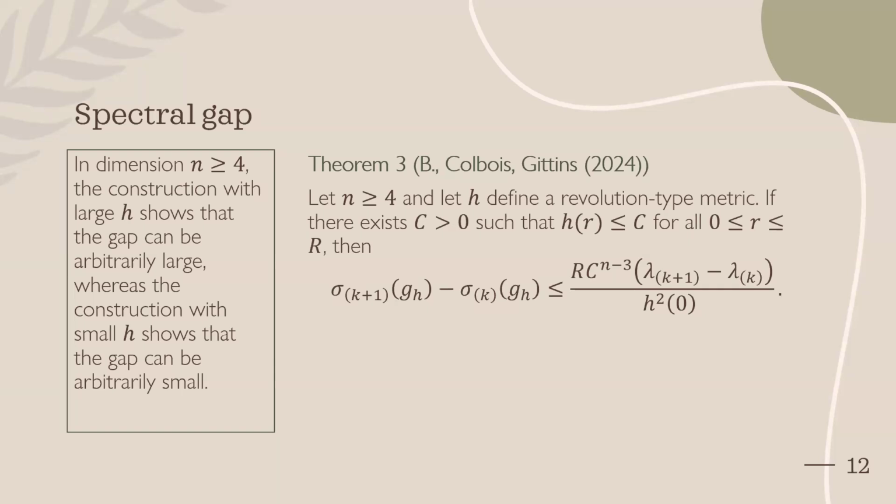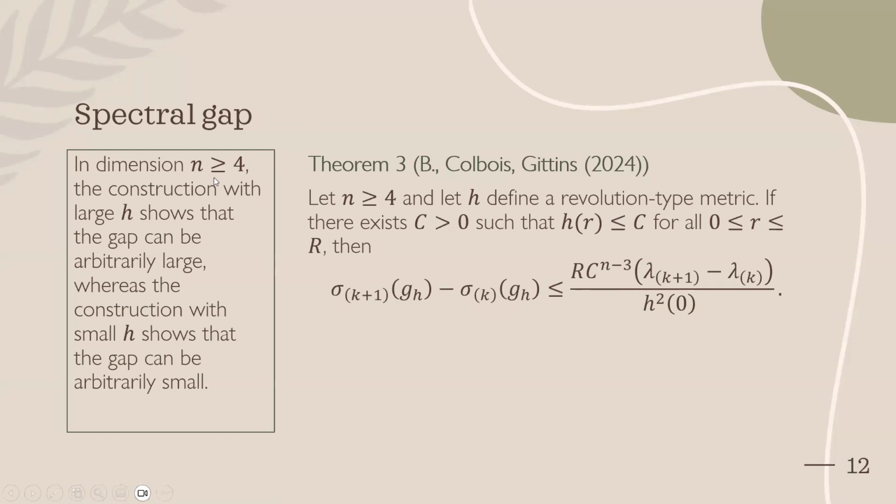So in order to have an upper bound for the spectral gap, we might need an extra assumption on the function h. This extra assumption is that h is bounded above by a certain constant on the interval. This is the only assumption that we need. And if h is bounded above by a constant, then the spectral gap is bounded above by the following upper bound that involves the constant c.